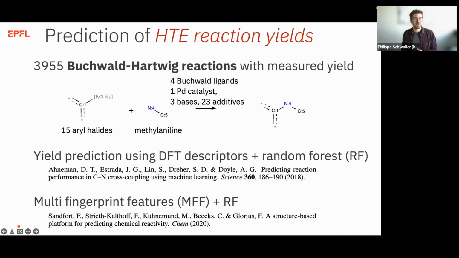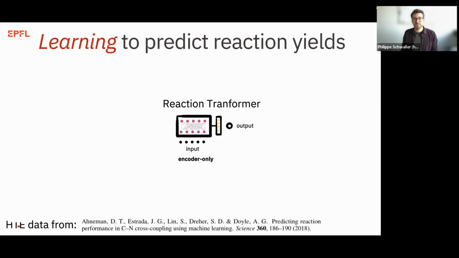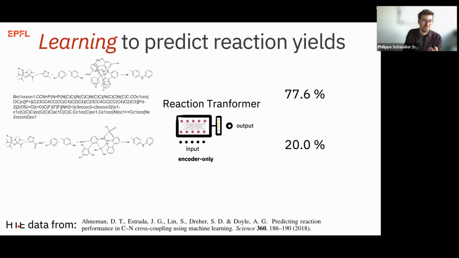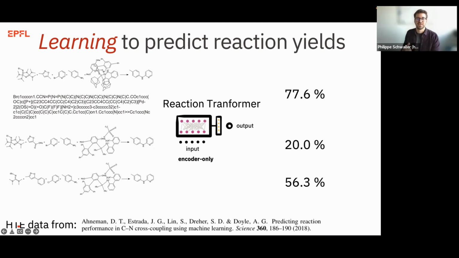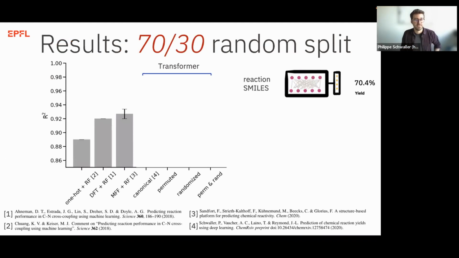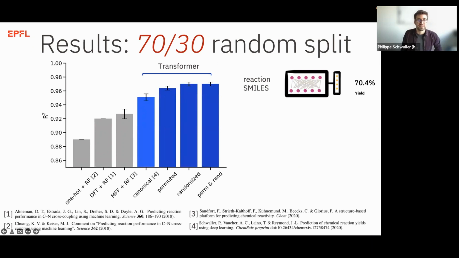And one year later, there was the Glorius group that tried to just concatenate different structural fingerprints and predicted also on this reaction data set. And we tried to learn to predict yields using those reaction transformers, and hoped that the transformer model would learn the fine-grained differences between the different reactions, and their impact on the yields, just by seeing a lot of them. And here were the results with one-hot encoding, the DFT descriptors, the multiple fingerprint features, and the results that we then got with the transformer model.